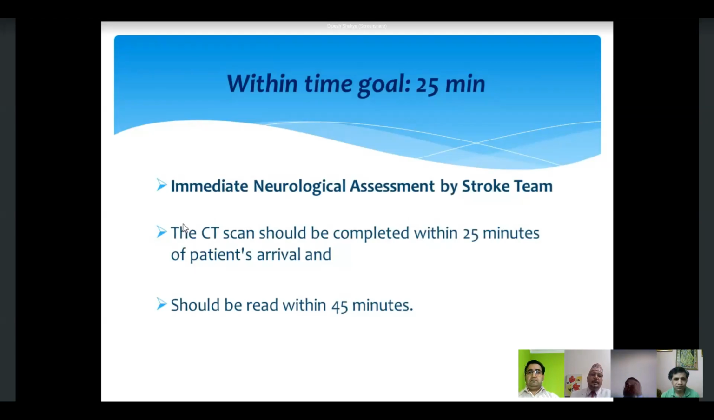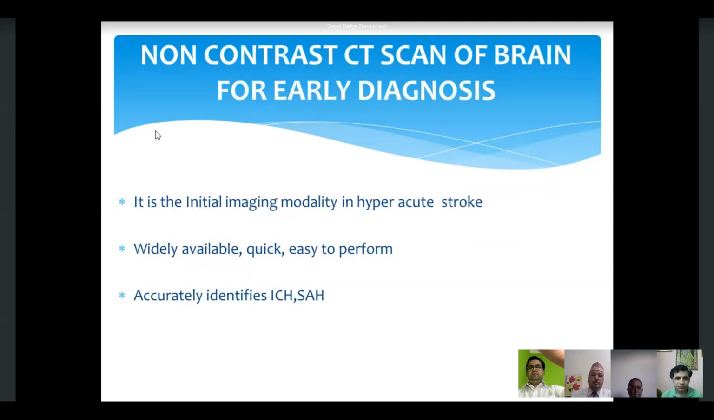Within the time goal of 25 minutes, immediate neurological assessment by the stroke team should be done, and within 25 to 45 minutes, the CT reporting should be done. It has to be known whether the patient's stroke is hemorrhagic or ischemic. A non-contrast CT scan of the brain is more than enough for early diagnosis of stroke. It is the initial imaging modality in hyperacute stroke.